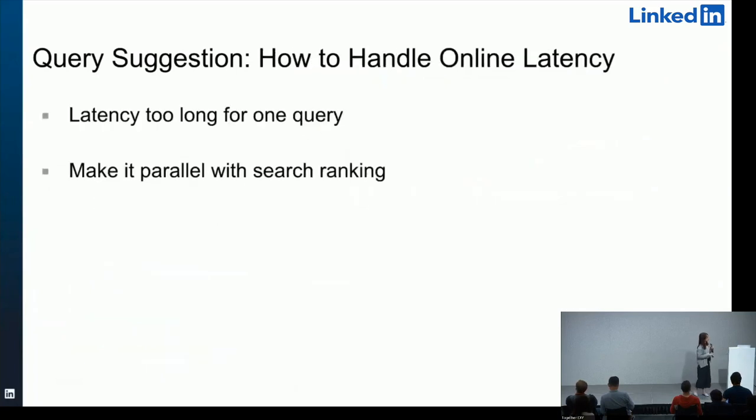So that's pretty much about the algorithm. And obviously, with sequence-to-sequence modeling together with beam search, we encounter problems like the latency could be too long for one query. So how can we solve that? How can we put our model online to serve in production? Basically, we see that for search ranking, we actually have an even larger latency. So by making the query suggestion in parallel with the search ranking, we are able to serve the model online without problem.